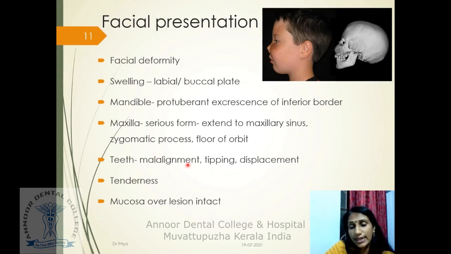And within the oral cavity, when the jaw swells, you can have malalignment of the teeth, tipping of the teeth, displacement of the teeth, and some amount of tenderness. When you observe, the mucosa over the lesion will be intact. So the mucosa won't be affected. It is the bone which is going to swell up. So you can have swelling which is less tender, or asymptomatic bone swelling. And if it's the maxilla, it's going to be much more severe, because multiple bones can be affected. Within the oral cavity, you can have malalignment, tipping, and displacement of the teeth.